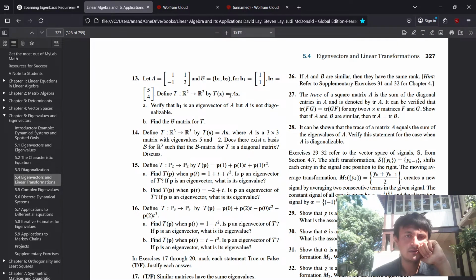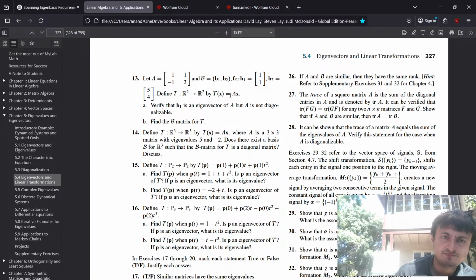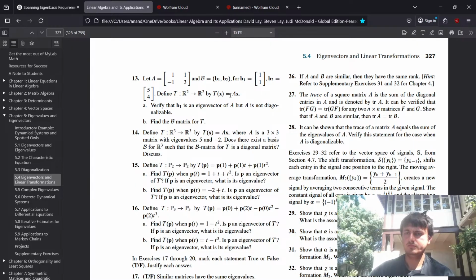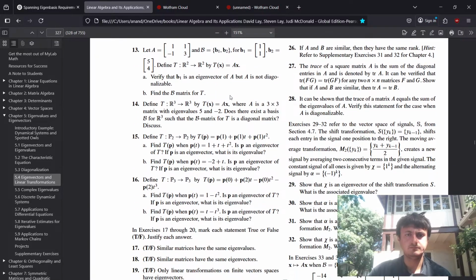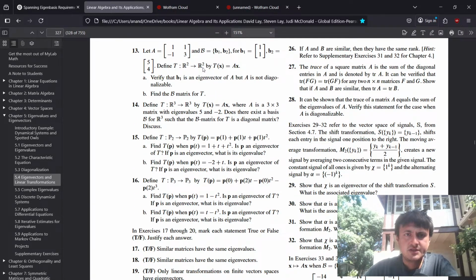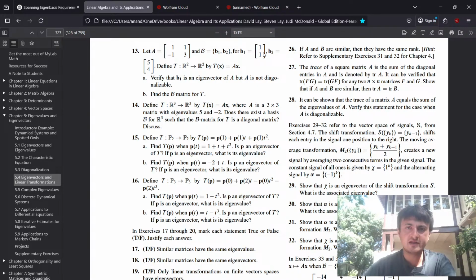Okay, 13. Let A be as given, and B as a basis. Verify that B1 is an eigenvector of A, but A is not diagonalizable. Find the B matrix for T. Okay, we can do 13. So what does this actually amount to in solving this? First off, you need to multiply A times B1, and then you see if the result is a scalar multiple of B1. If it is, then it's an eigenvector. If not, then it's not an eigenvector.